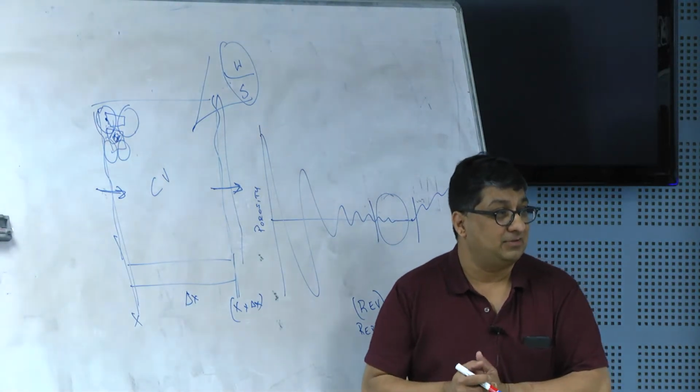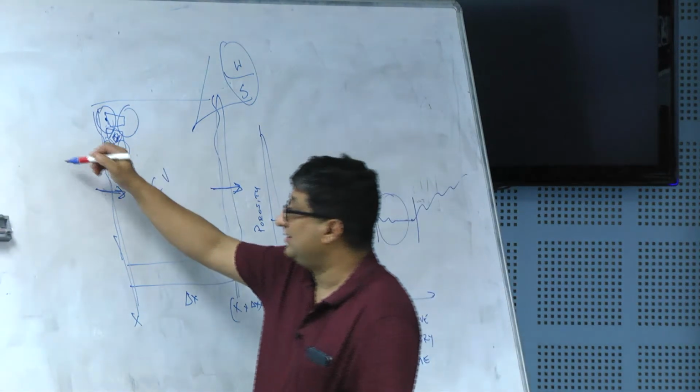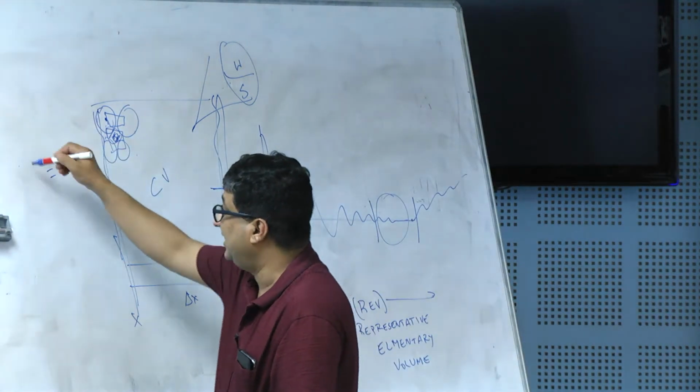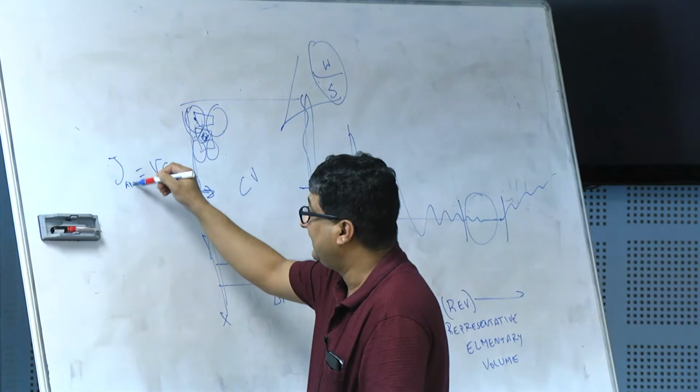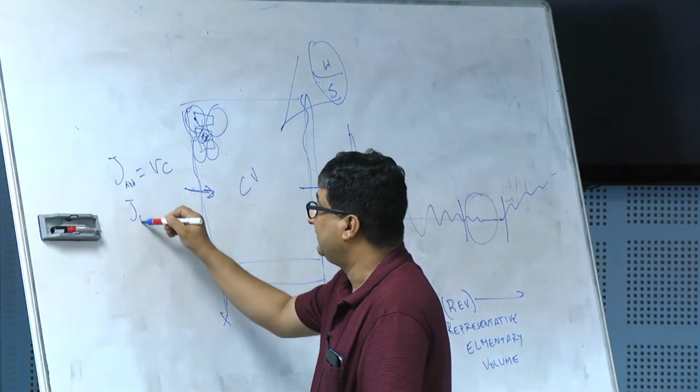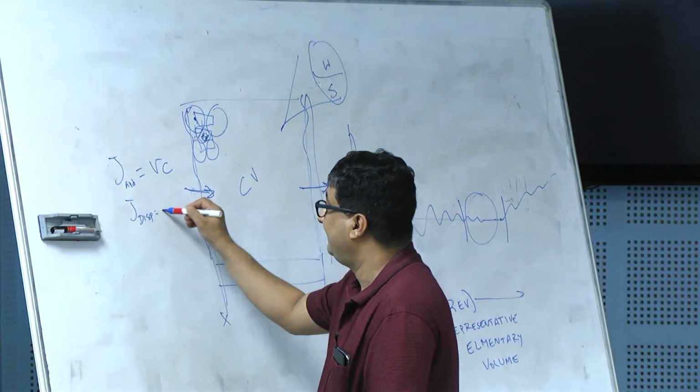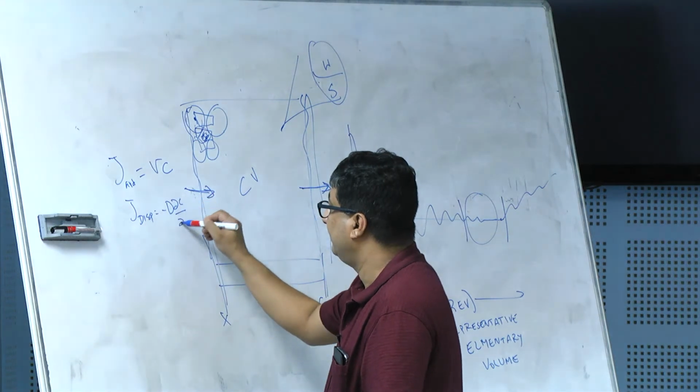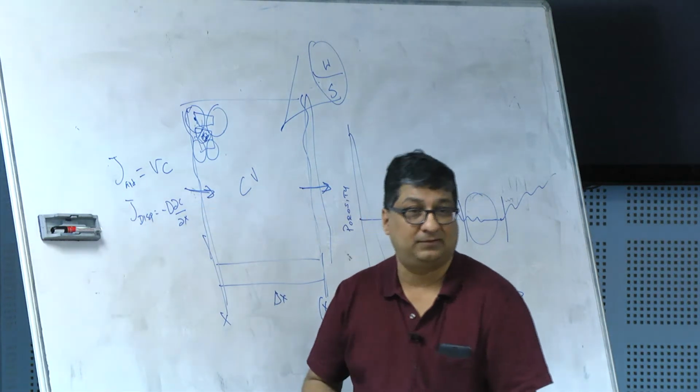Okay. So how do we write our flux? Vc is my advective flux, and then the dispersive flux over del x. Okay.